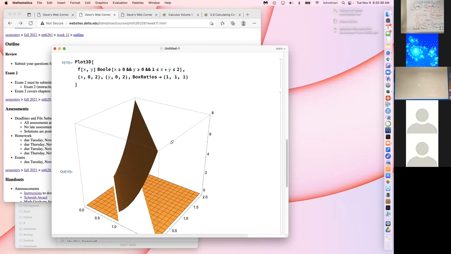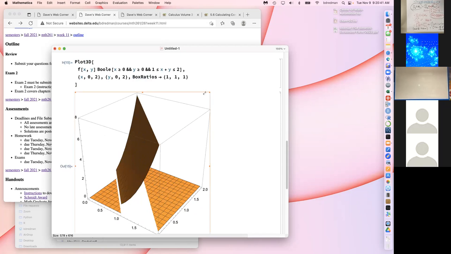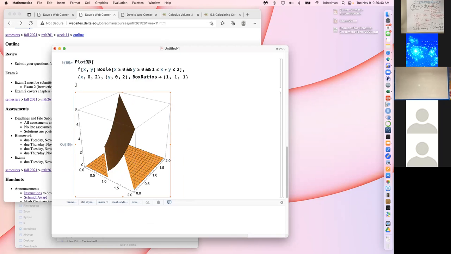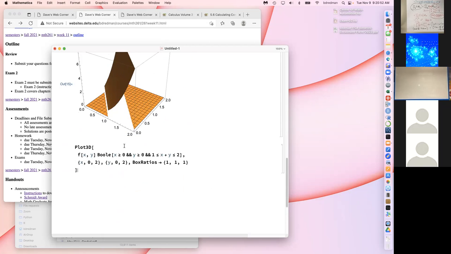Could I do this without the Boole? And could I just graph the function that's transformed? So let's try another Plot3D. And let's take out the Boole and just say that the region is such, right? So let's plot U cubed.